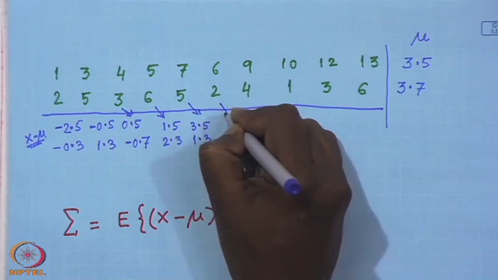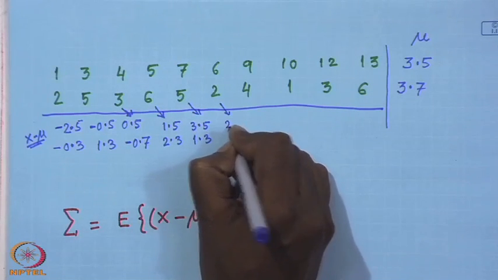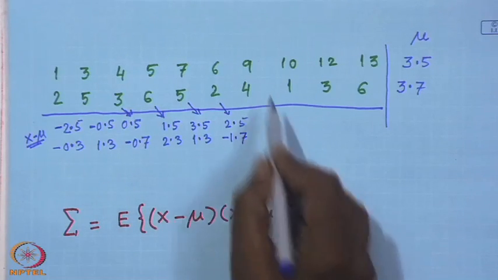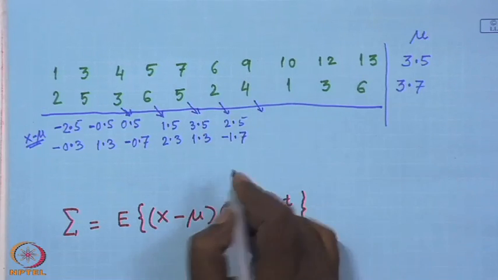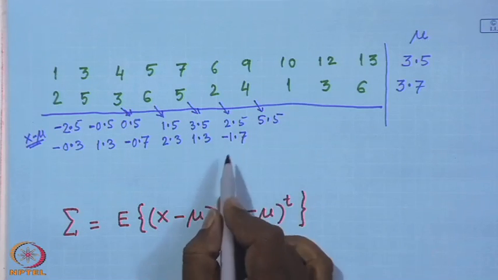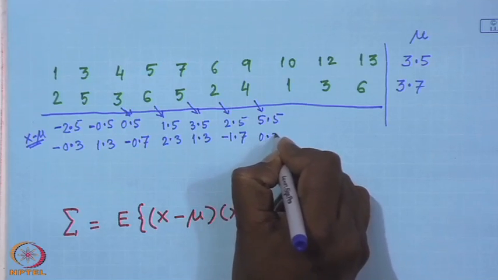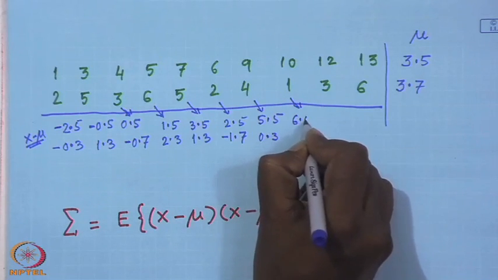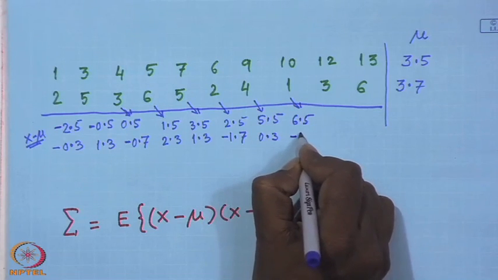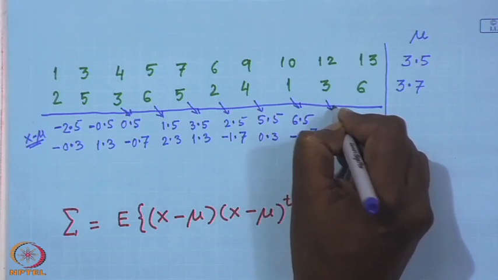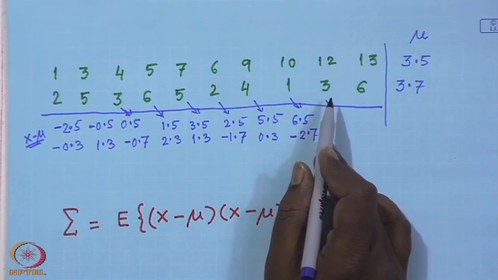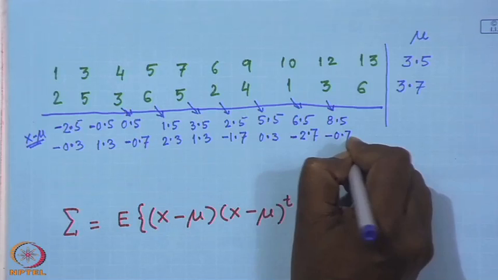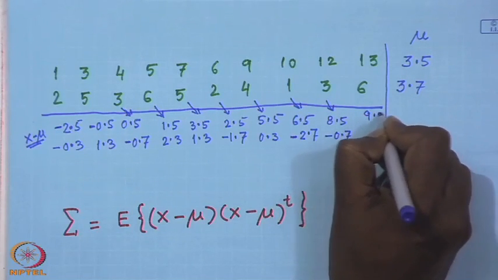Now, coming to the other set of feature vectors, this is 6 minus 3.5, which will be 2.5, and 2 minus 3.7, that will be minus 1.7. Similarly, for this it is 9 minus 3.5, which will be 5.5, and this is 4 minus 3.7, which is 0.3. Similarly, for this it will be 10 minus 3.5, which is 6.5, and 1 minus 3.7, this is minus 2.7. For this vector, it will be 12 minus 3.5, which will be 8.5, and this is 3 minus 3.7, obviously it is minus 0.7, and for the last one it will be 9.5 and 2.3.